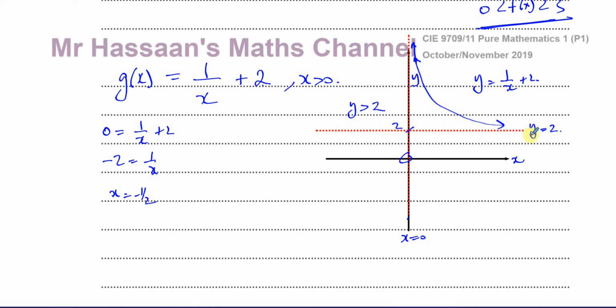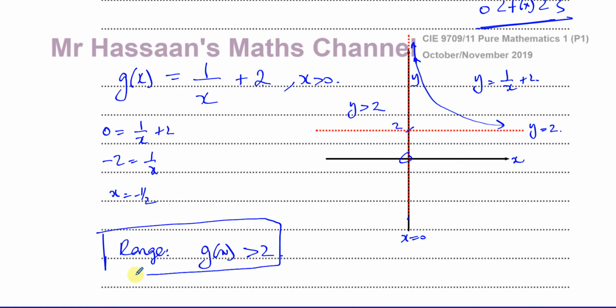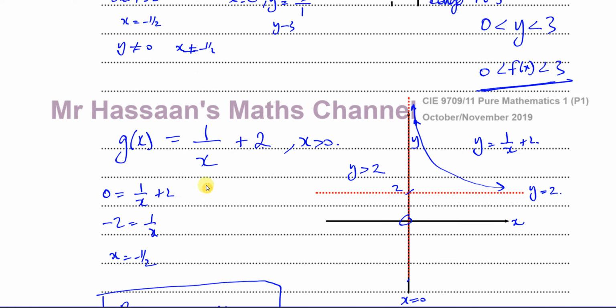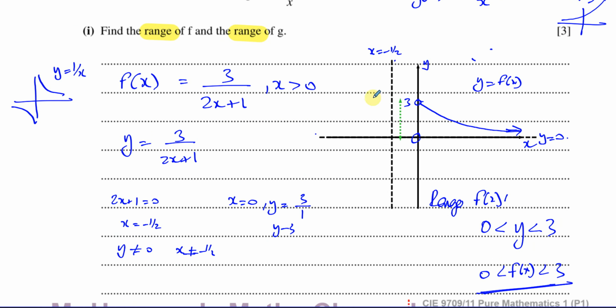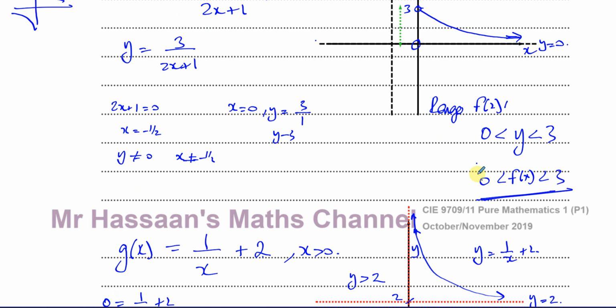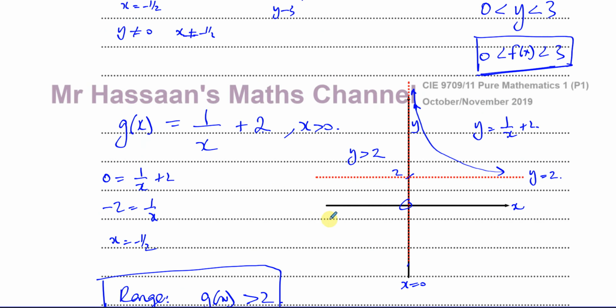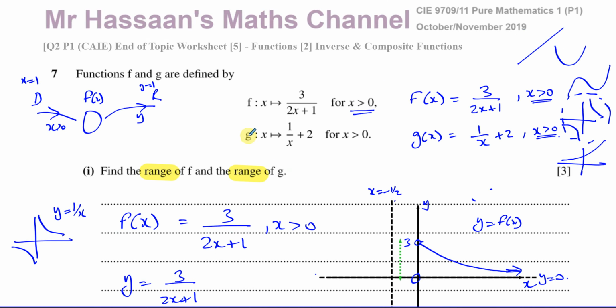Why? Because this is an asymptote, we'll never reach it, and it goes up forever. So here we can say the range of this function is g of x is greater than 2. You can write y, you can write g of x, but you can't write x for the range. So there's the answer to this second part of the question, part 1. So we've got the range of both of the functions. F of x is between 0 and 3, and g of x is greater than 2. Okay, so that concludes part 1.